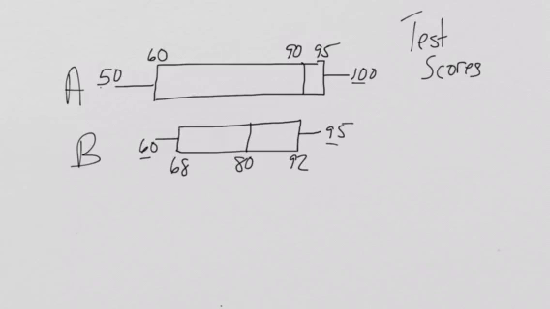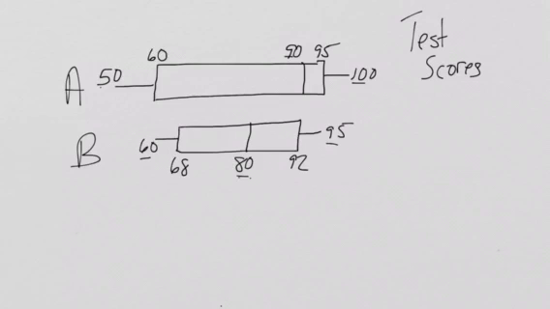Maybe we want to look at the medians. The medians were 80 and 90. 80 and 90. What's that mean? Well, in Class A, half the kids scored better than 90. In Class B, half the kids scored better than 80. That makes me think Class A might have done better.